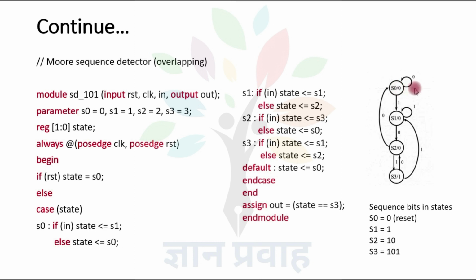S0 is representing 00 bit combination. S1 is representing 01 bit combination. S2 is 10, S3 is 11. So in decimal equivalent, S0 is 0, S1 is 1, S2 is 2, S3 is 3. So we are defining constant values here using the parameter keyword: S0 0, S1 1, S2 2, S3 3 in decimal equivalent.